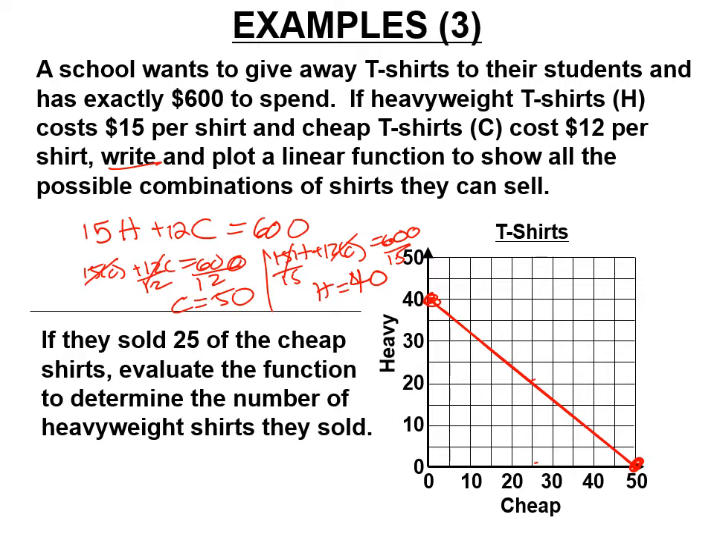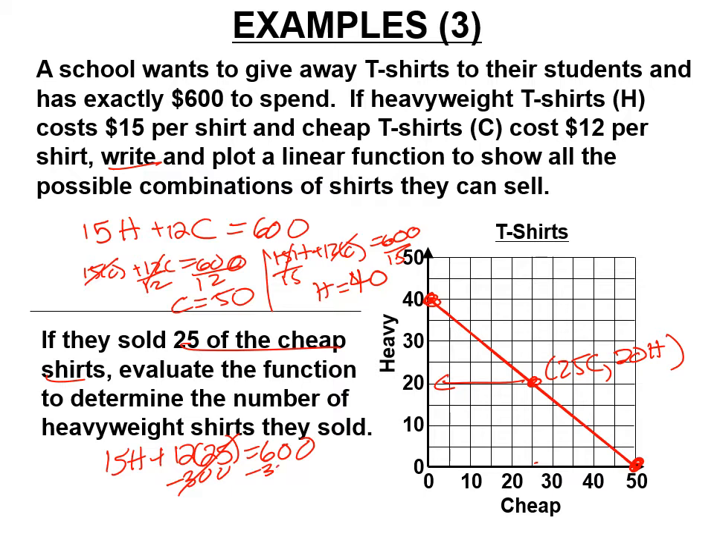So 25 of the cheap shirts seems like it goes with 20 of the heavyweights. Let's double check the math. So 15h plus 12 times 25 equals 600. Well, 10 times 25 is 250, so 12 times 25 is 300. So I subtract 300 from both sides. 15h equals 600 minus 300, which is 300. Divide both sides by 15. 300 divided by 15 is 20. Yes, what goes with 25 cheap is 20 heavyweight.